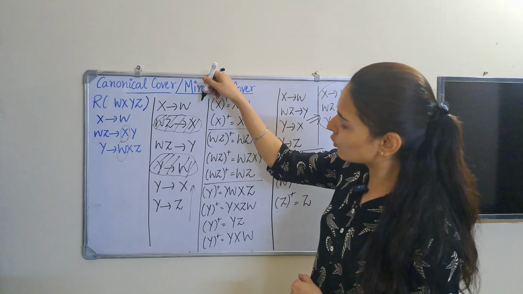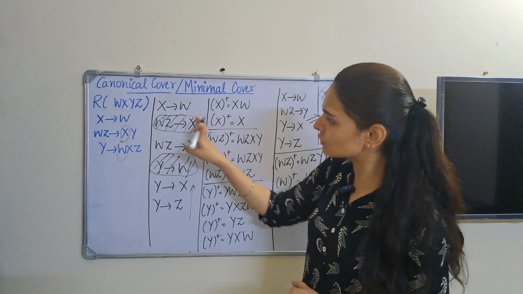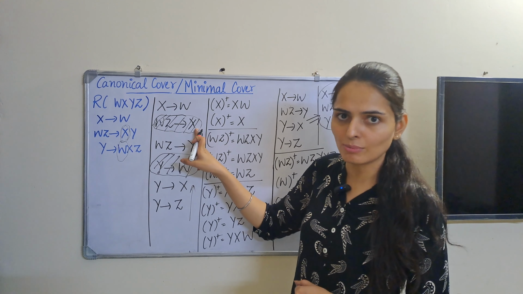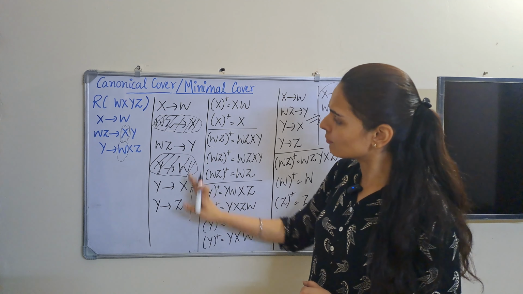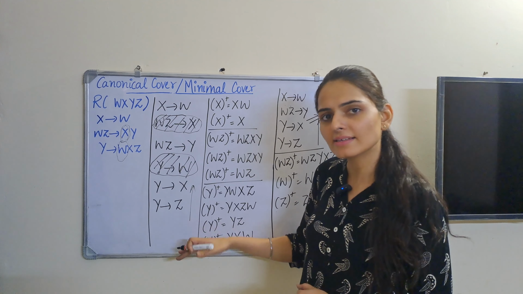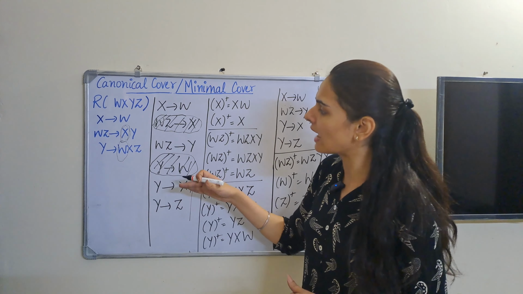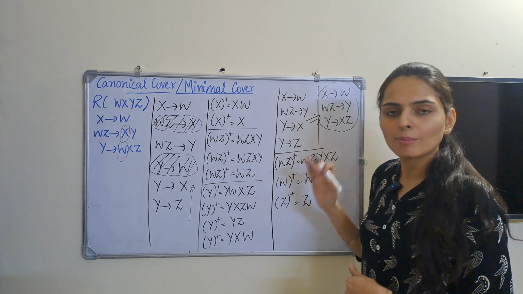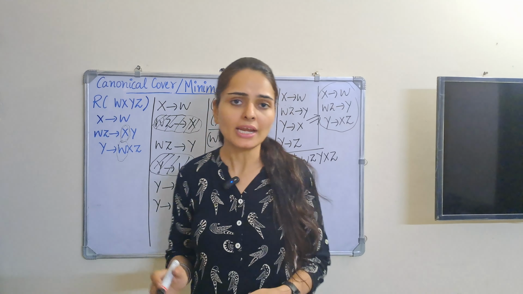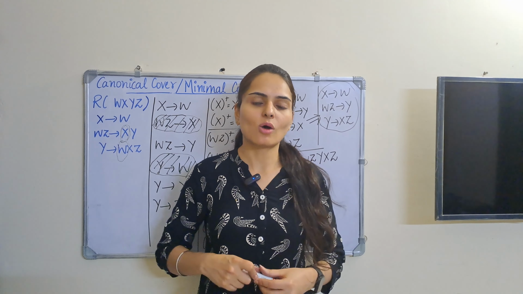This time when we move from top to bottom, this is the first functional dependency that we have eliminated first. But if we are moving from bottom to up, it might be the case that some other functional dependency gets eliminated first. So in that case, we'll get some other result, but that will also be correct, right? So this was all about the canonical cover.